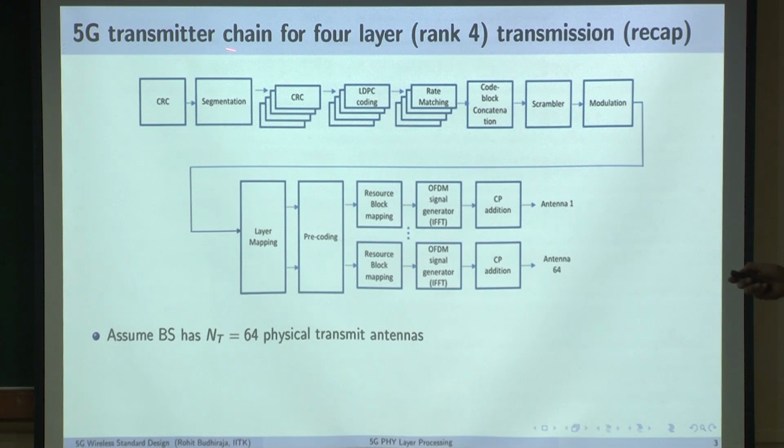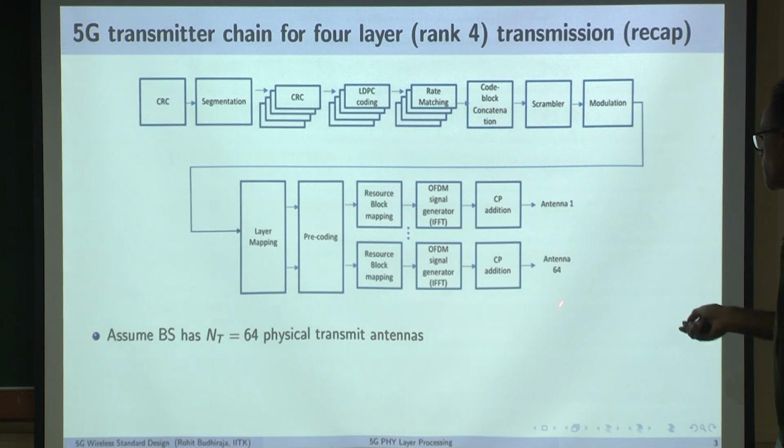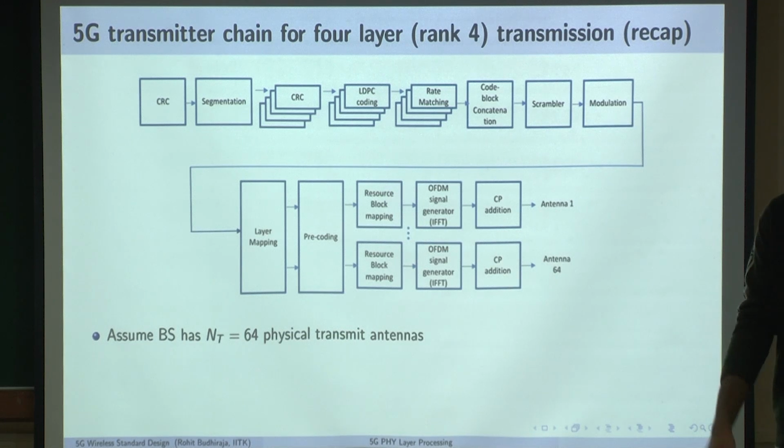The 5G transmitter chain up to 4 layers. What we are assuming here is that the base station has 64 antennas. If the rank is up to 4, the user must have at least 4 antennas. What is rank? Minimum of NT comma NR. If NT is 64, then for the rank to be 4, the minimum number of antennas at the UE should be at least 4.